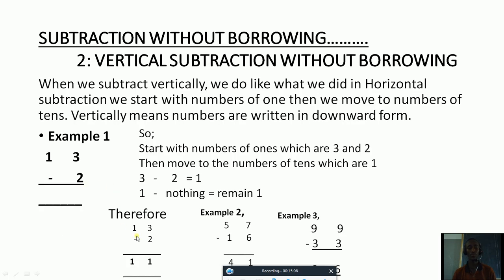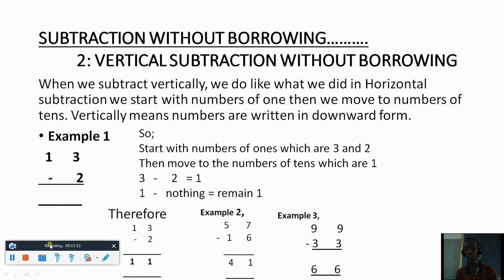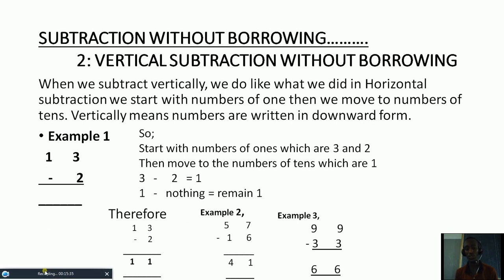Then example 2 here is 57 minus 16. Here we determine the number of ones, which are 7 and 6, and the number of tens, which are 5 and 1. So 7 minus 6 remains 1, then 5 minus 1 remains 4. So 57 minus 16 remains 41.